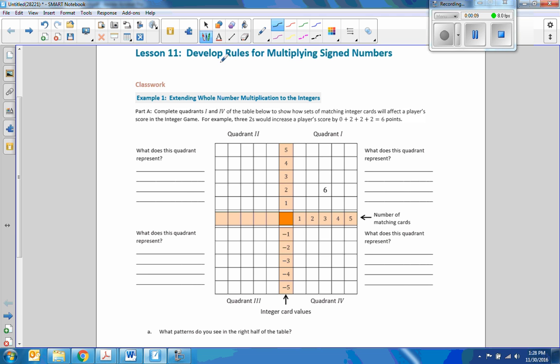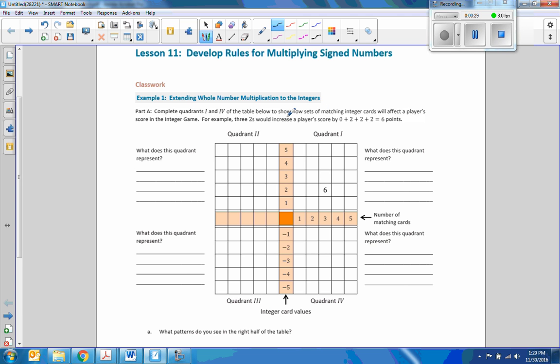This is lesson 11: develop rules for multiplying signed numbers. Alright, so example 1 says extending whole number multiplication to the integers, part A. Complete quadrants 1 and 4 of the table below to show how sets of matching integer cards will affect the player's score in the integer game.